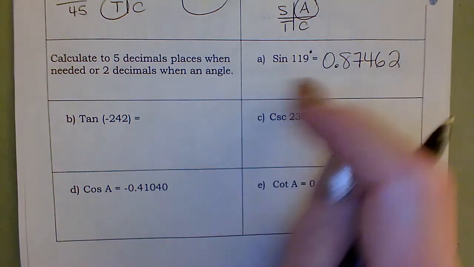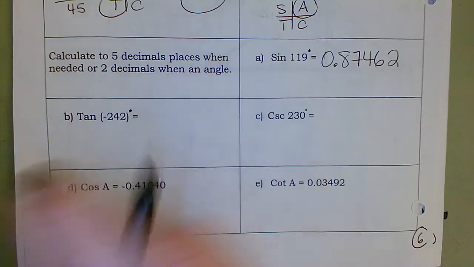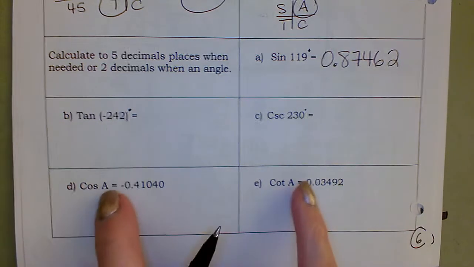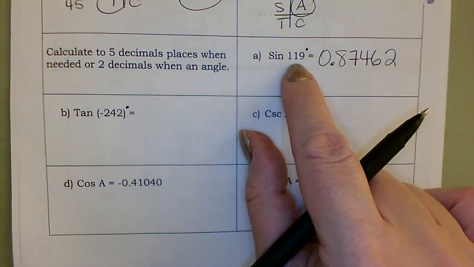So all 3 of these first ones, they've given you the degrees. The last 2 are the ones where they're asking you to actually find the angle. All right, so this one was a positive sine.